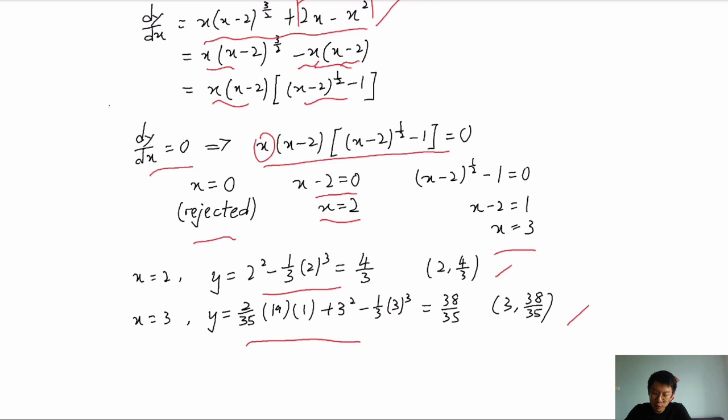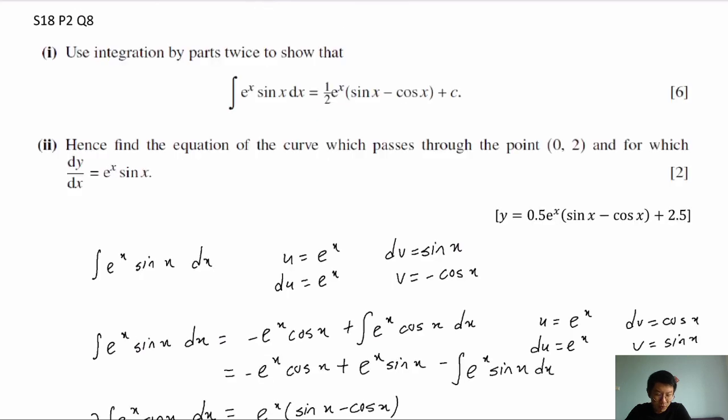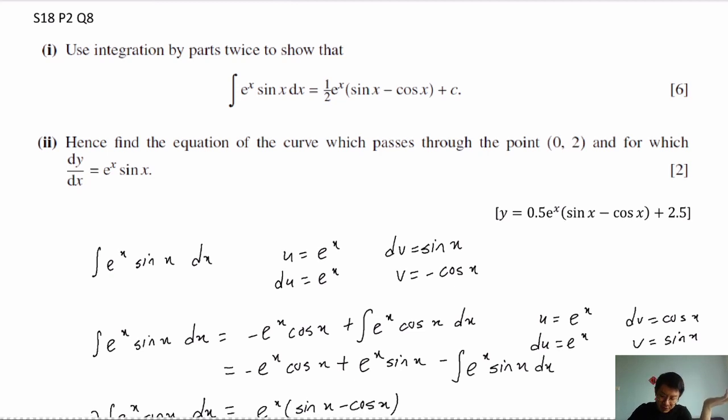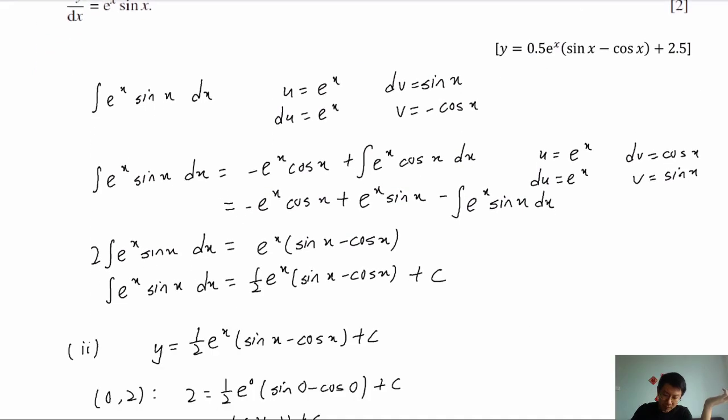Next one: use integration by parts twice to show that integrating e power x sine x is equal to this result. The question is already clear enough. We need to use integration by parts, and we need to use it twice. So we will start with e power x sine x. Because it's by parts, we need to decide which one is our u and which one is our dv.